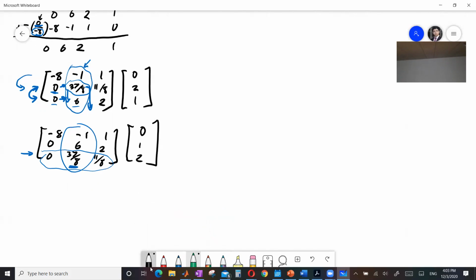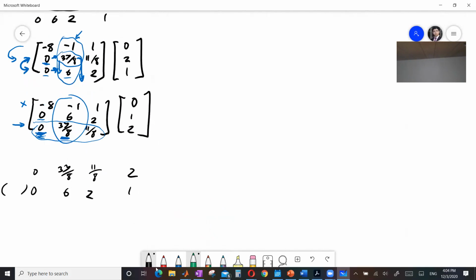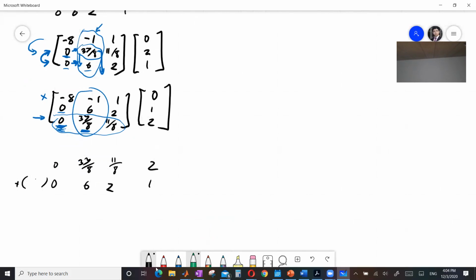So to do that systematically, we want to do two things: turn this element into 0 and have this one remain 0. So we will not be adding the first row, because if we did, we will be having something in this position, which we don't want. So we will add something times the second row, because it already has a 0 here, and it will not affect this 0 down here. So we will have 0, 37/8, 11/8, 2, plus some multiple of 0, 6, 2, 1. And the multiple should be the guy we want to eliminate, 37/8 over 6 and negative sign.